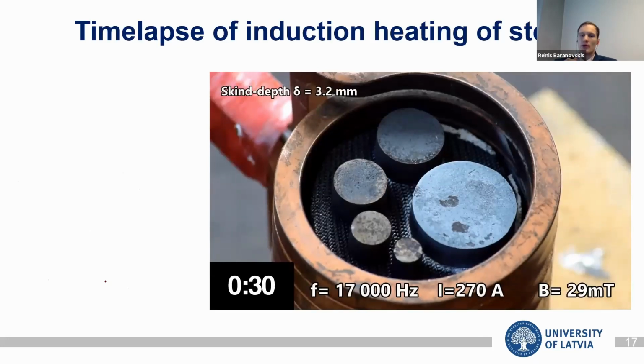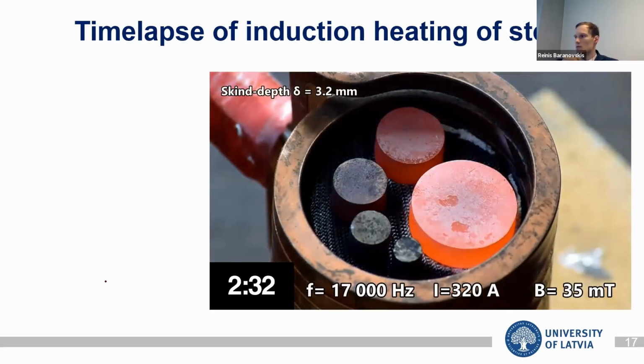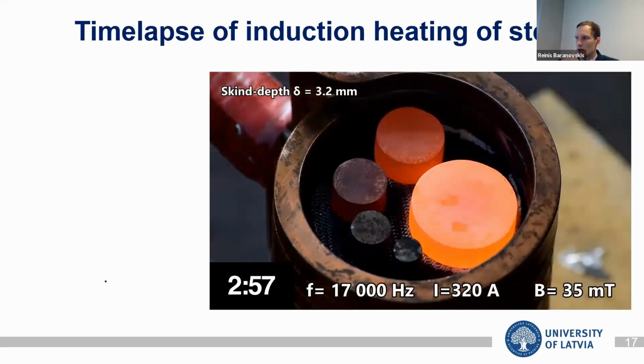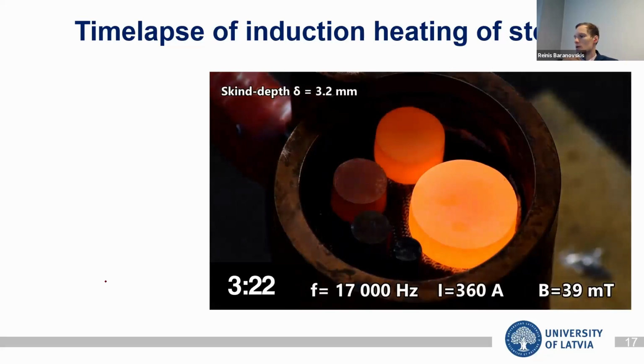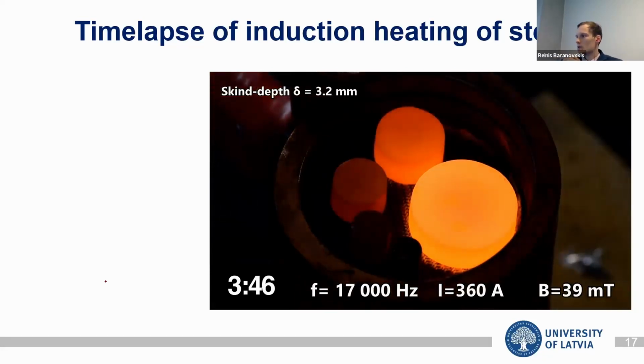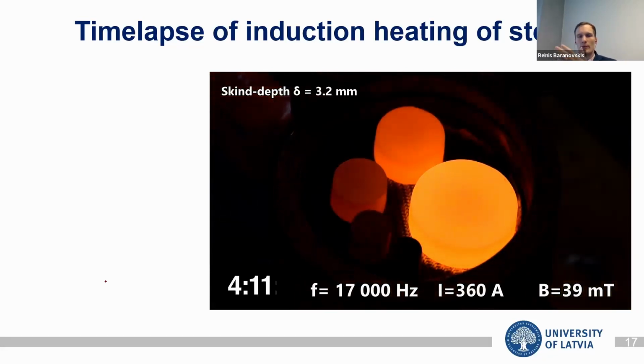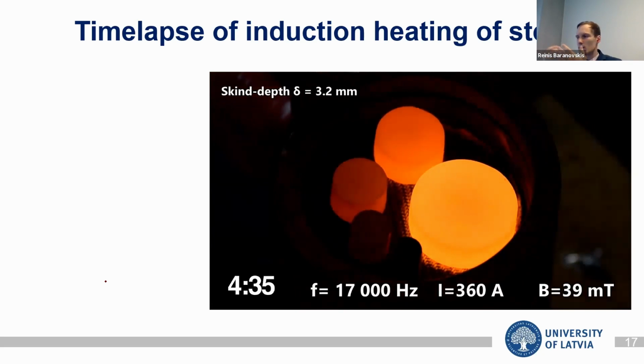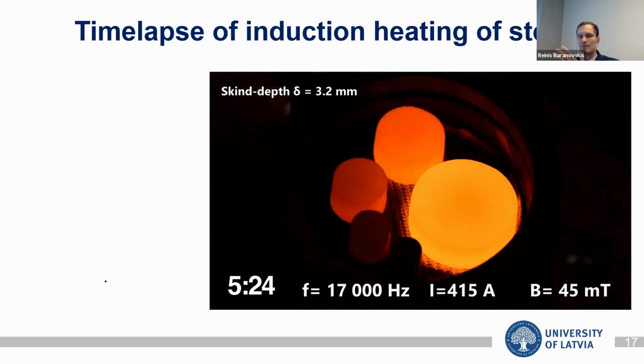And here I'm showing you one of our experiments where we heated steel discs. The frequency we use here is around 17,000 hertz, or 17 kilohertz. Currents are in a couple of hundreds of amperes. Magnetic field is 30 to 40 milliteslas. And with such currents, you obviously need water cooling.